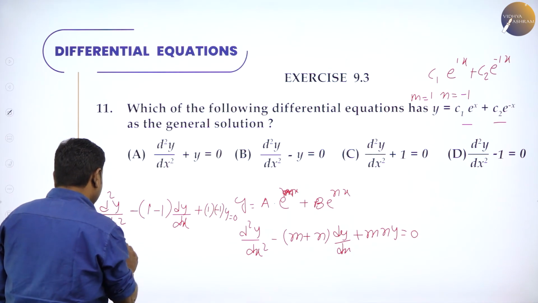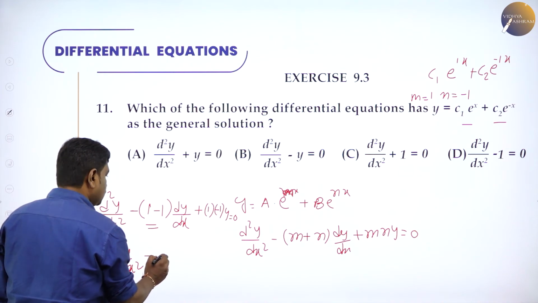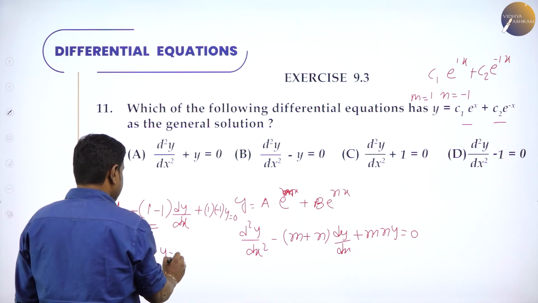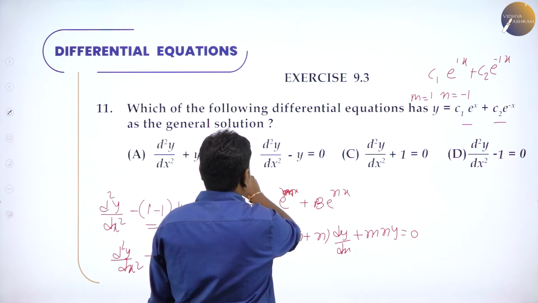So this will become 0. The dy by dx term will become 0. Leave it, and we have d square y by dx square minus y equal to 0 as the answer. So d square y by dx square minus y equal to 0, option B.